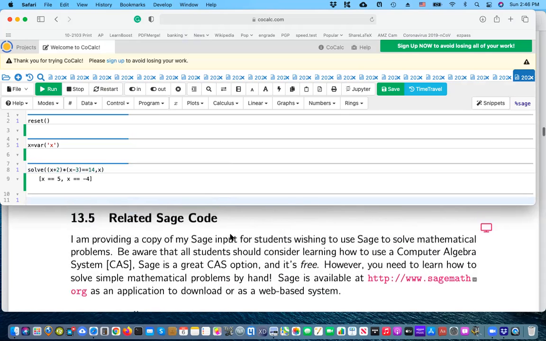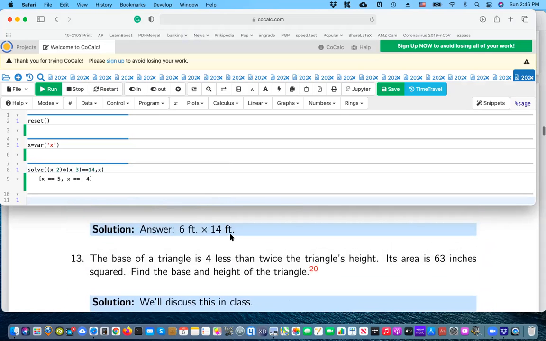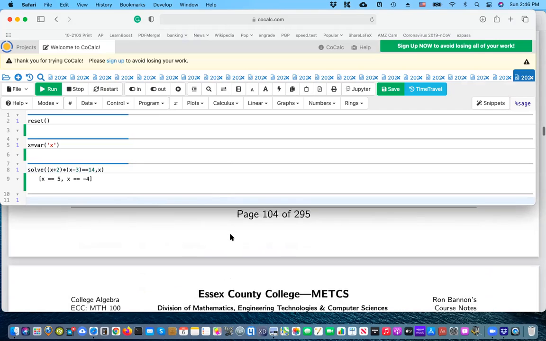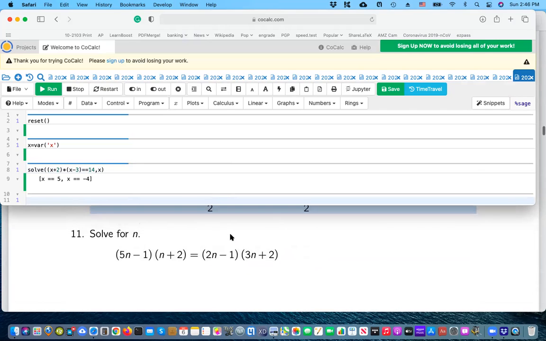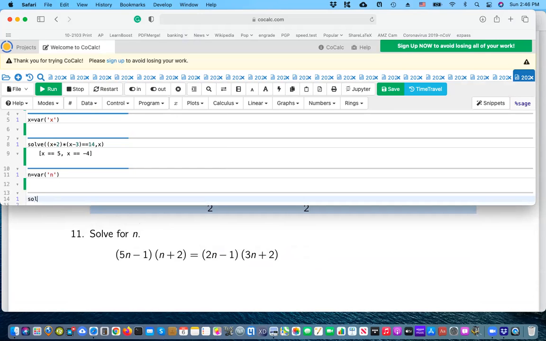Okay, so I want to see if the skills I've learned is enough to go back and do a problem that some students find difficult, which is number 11. So I'm going to see if I can do that. N is a variable. Remember, shift return, and I'm going to say solve. And I want to see if I can solve this. Now, what is it? 5 star n. I have to do that, by the way.